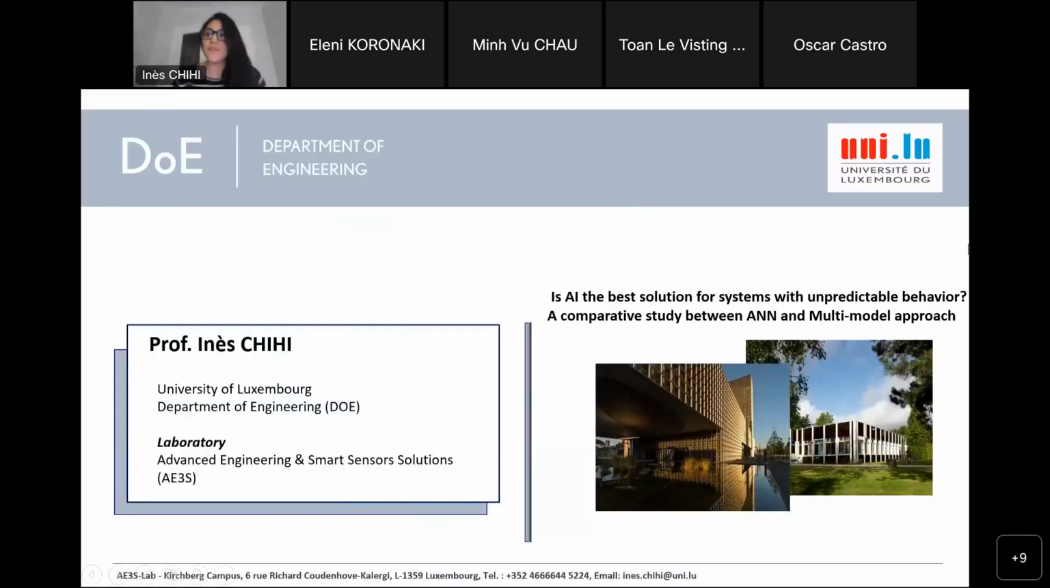So today I will talk about a specific topic. Today I wanted to ask the question: is AI the best solution for systems with unpredictable behaviors? And I will talk about a specific application for force estimation using a multimodal approach. Here I will present the multimodal approach as a solution to avoid some problems of artificial intelligence approaches.